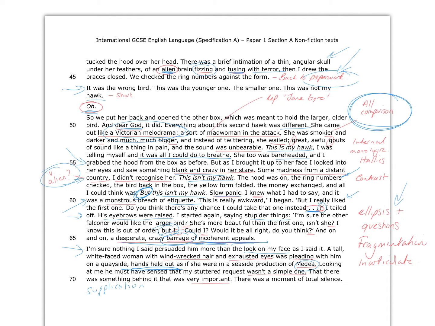And he also, with his connection with birds, he senses that my stuttered, the onomatopoeia there, isn't simple because it's an emotional connection. There's more to it than she can explain. She is being inarticulate. She cannot explain properly what she means. But he realises that it is in fact very important. And the extract ends with that sense of anticipation. There was a moment of total silence, presumably where the falconer reflects that he is about to go along with this breach of etiquette and to let her have the smaller bird.